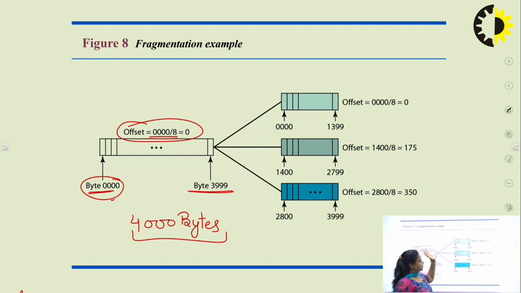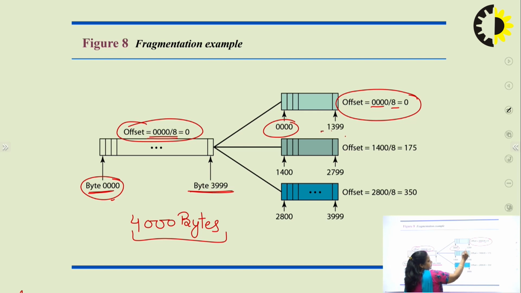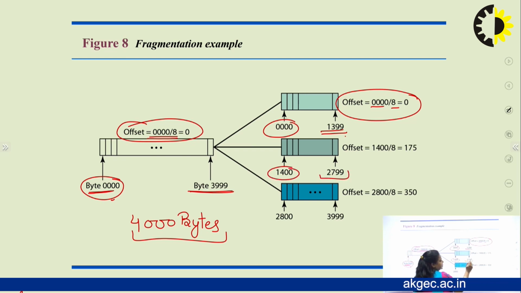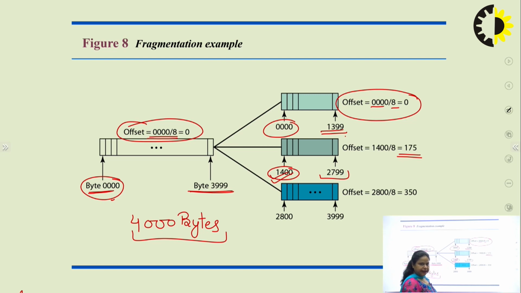Now after that, we did the fragmentation of the data into the 3 fragments. First of all, the first fragment is from 0 to 1399, right? So it initially starts from 0. We divide 0 by 8, and the offset value becomes 0. Clear? Then after that, we have finished 1399 bytes, so we start from 1400 till 2799, right? So the initial offset value becomes 1400 divided by 8. From where this fragment's bytes start, the offset will be 175, right?